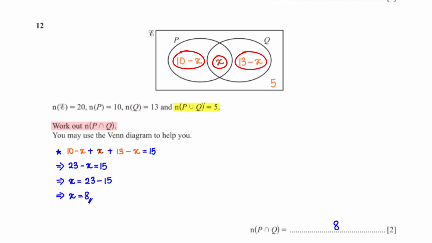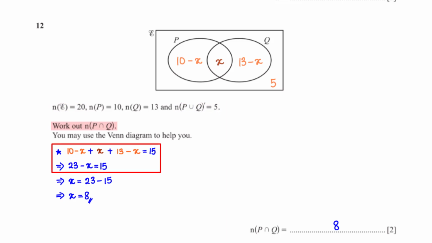We've also been given that the number of elements outside P union Q is 5. If this is the case, then the number of elements in P union Q would be equal to the total number of elements in the universal set, which is 20, minus 5, which gives us 15. So now 10 minus x plus 13 minus x equals 15. 10 plus 13 is 23. Minus x minus x simplifies to minus 2x. When we make x the subject, this is what we have. 23 minus 15 is 8.